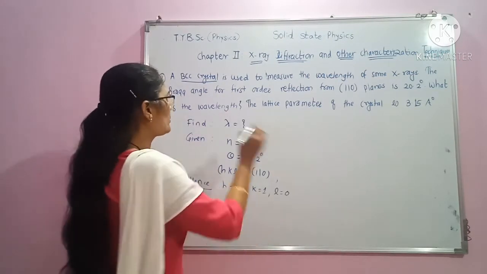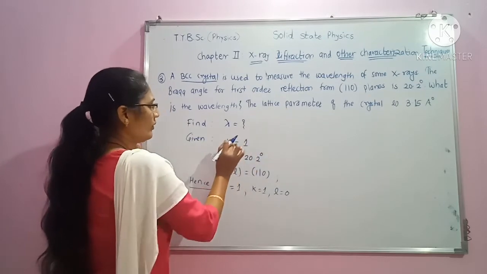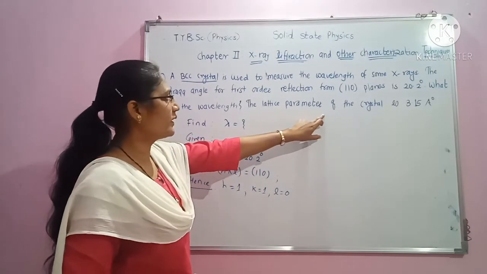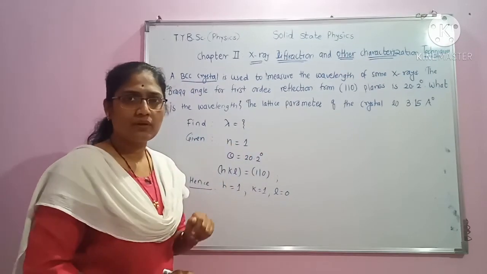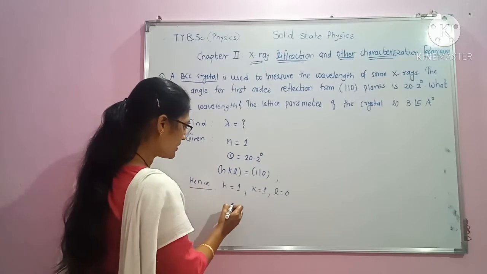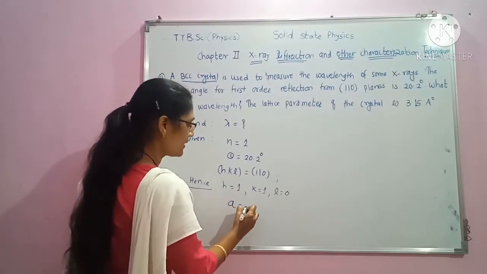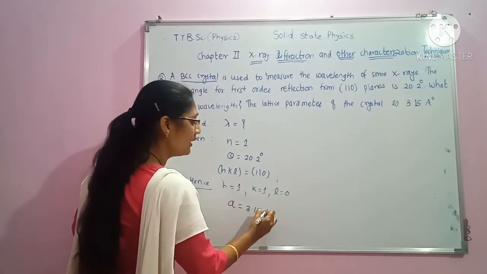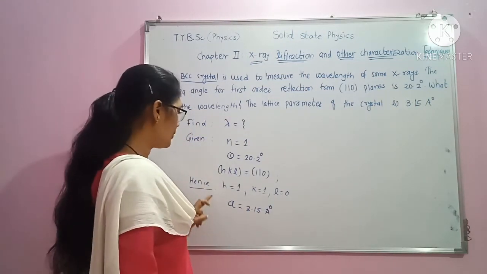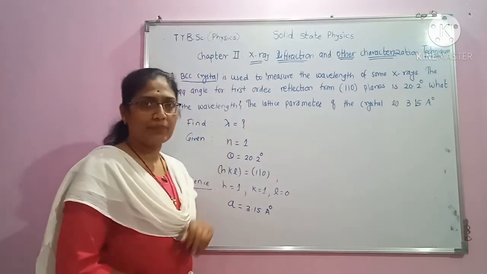Then we have to calculate the wavelength of the X-ray source, and one more thing is given, and it is the lattice parameter. Lattice parameter is nothing but the cube edge. So a is given as 3.15 angstrom. Then by using this information, you have to find out the value of lambda.